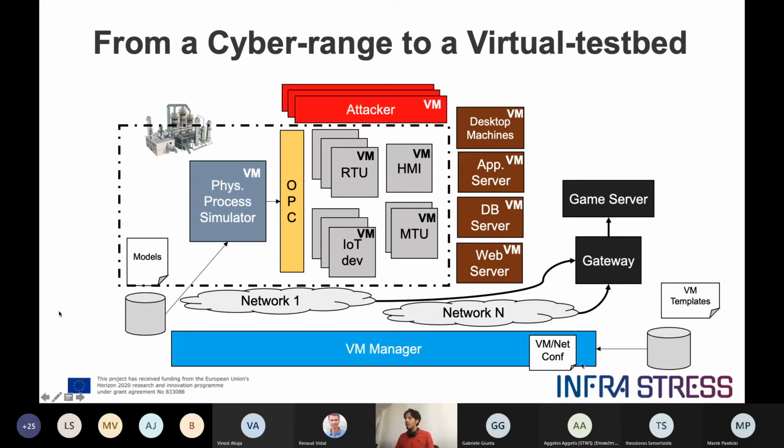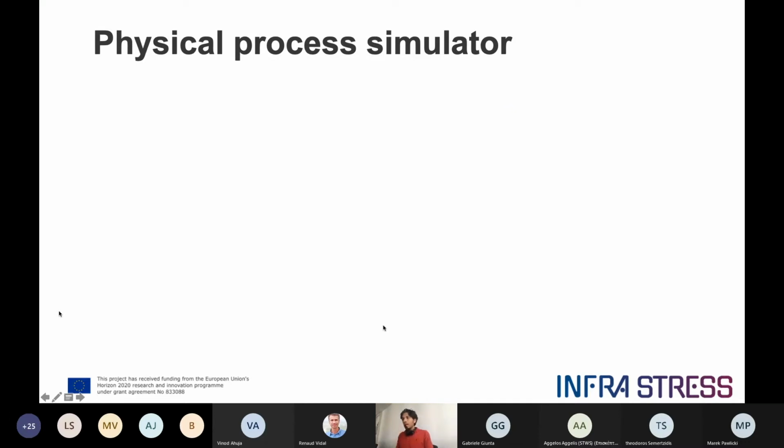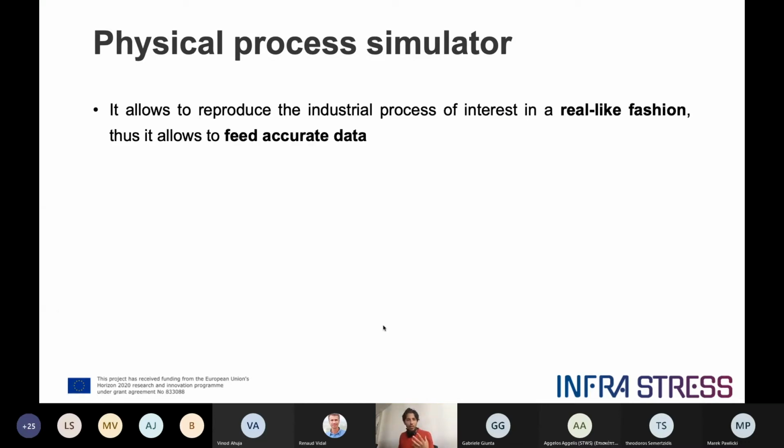And finally, we have implemented a solution for the configuration of the network in the industrial infrastructure. The important part that I want to highlight, as I already said, is the simulation of the physical process. It is very important because here we have to reproduce the industrial process and produce accurate data.